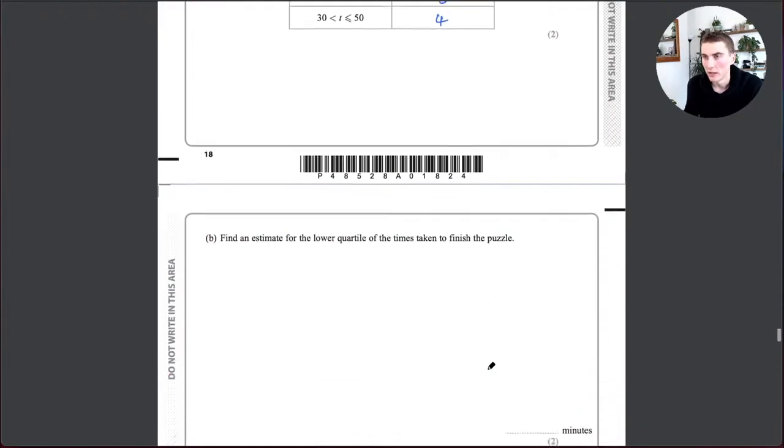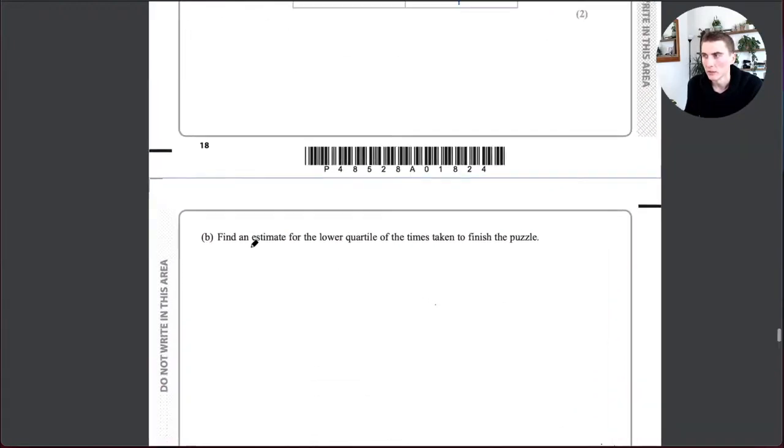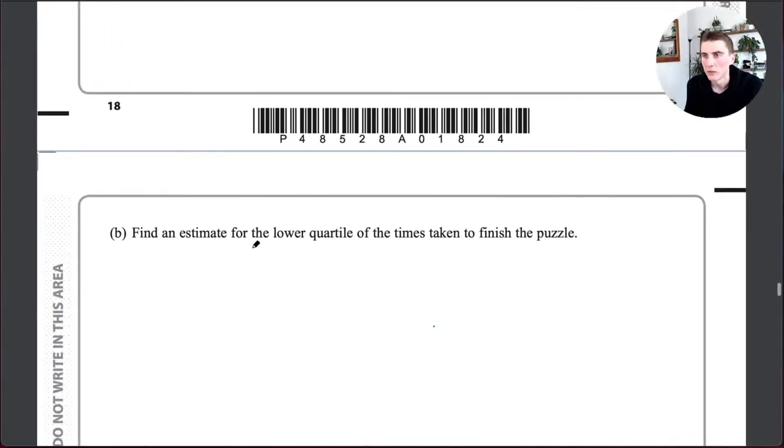Okay. Then down here on the next page, it says, find an estimate, hope you can read that, for the lower quartile of the times taken to finish the puzzle. So an estimate for the lower quartile of the times taken to finish the puzzle.